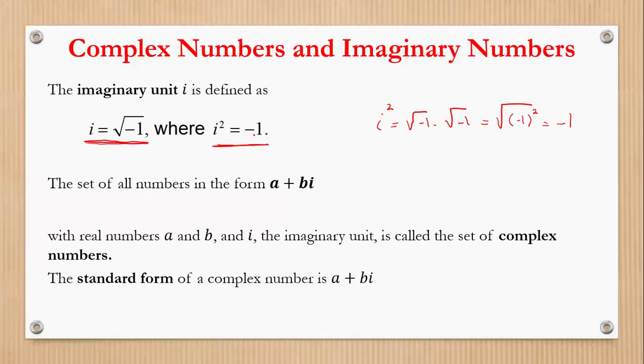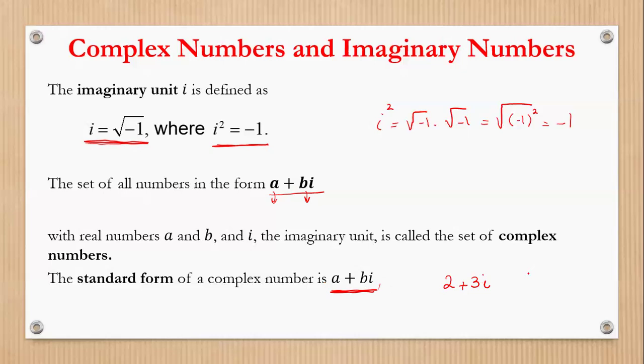to -1. And if we have a number in the form a plus bi, where a is a real number, and bi is the imaginary part, we call this a complex number. And the standard form of writing any complex number is a plus bi, which means we write the real number first and then plus or minus bi, which is the imaginary part. Like 2 plus 3i, for example.